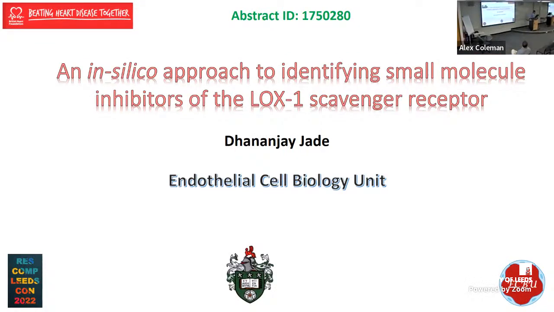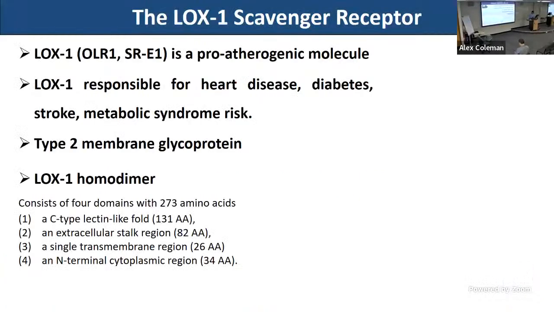Hello, my name is Dhananjay. Today I'm going to talk about screening of small molecule inhibitors for LOX1 scavenger receptors. In this study, I'm not going to go into more detail on biology and these computational things because I'm not a computational person. I'm mostly working on biological things, so I don't know programming or anything. So I'll just go through an overview of how I screen small molecules using different approaches.